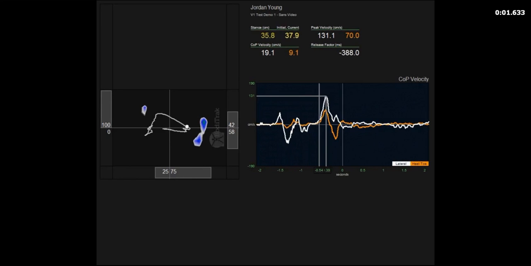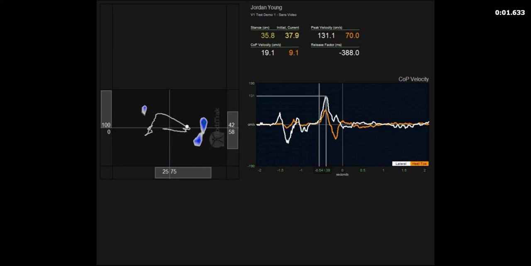The yellow line is above the baseline, which means that the pressure is moving towards the toe. When it's going downward, it's trending towards the heel. And when the white line, the lateral line, is moving upward, it's moving towards the lead foot. And when it's moving below the baseline, it's moving towards the trail foot.